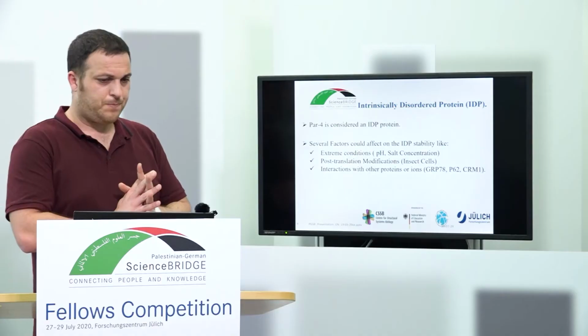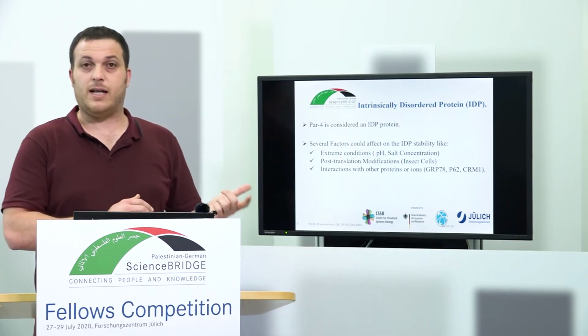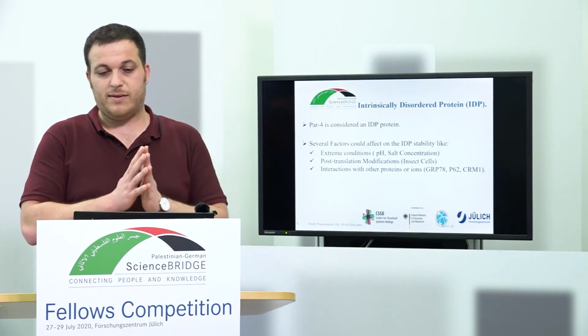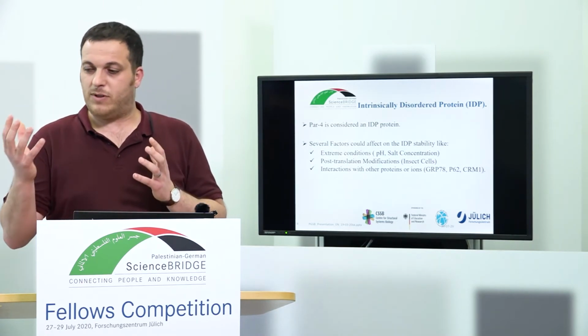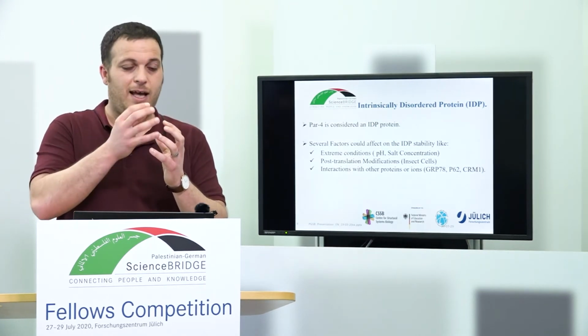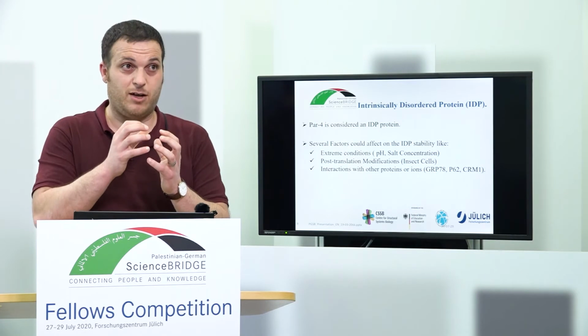Using post-translational modification prediction tools available online, Par-4 showed different sites for these modifications, like glycosylation, phosphorylation, and sumoylation, and all of them can induce stability and folding of the protein. Also, interaction with other proteins like glucose-regulated protein GRP78, and CRM1 can help. When these proteins interact with Par-4, Par-4 can be folded, and we can get a 3D structure for this protein.